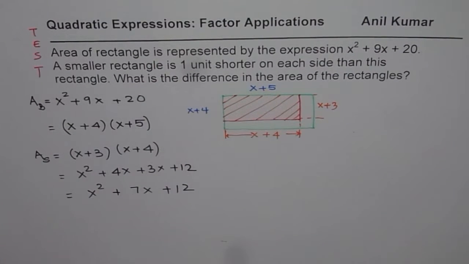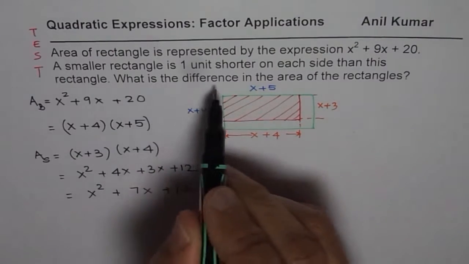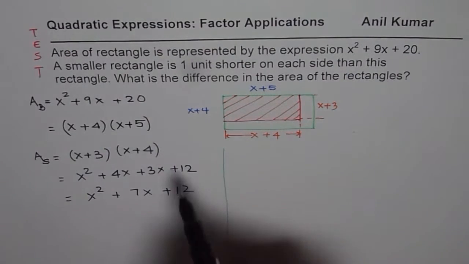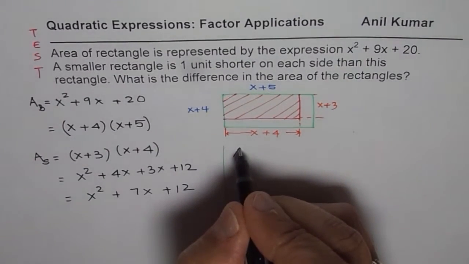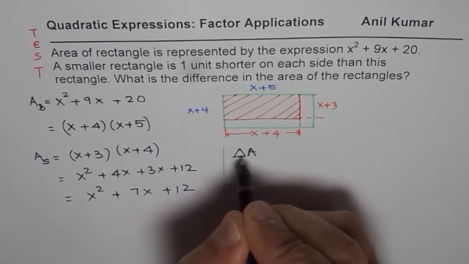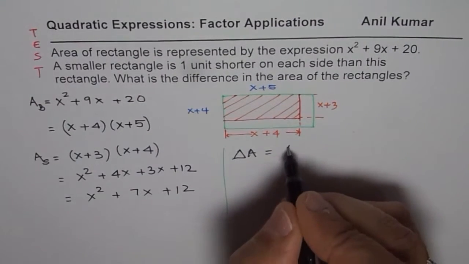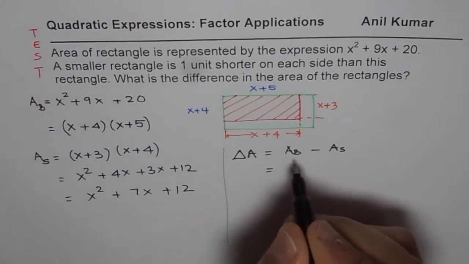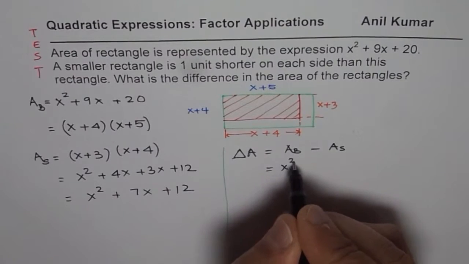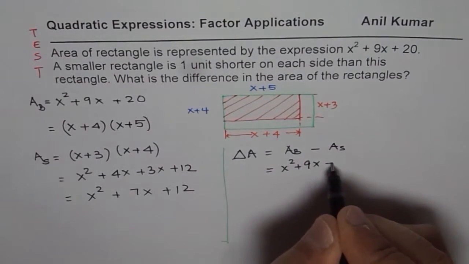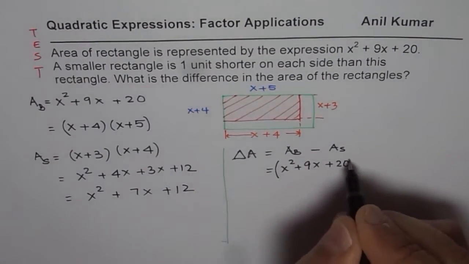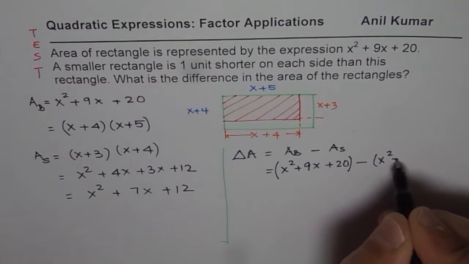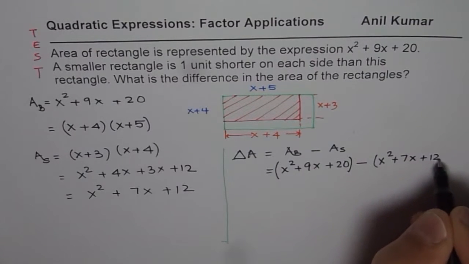What are we interested in? We are interested in the difference in area of these two rectangles, right? So now we can write difference in area, that means delta area. The change in area is the area of the big rectangle minus the area of the small rectangle. So that is x squared plus 9x plus 20, the area of the big rectangle, take away the area of the small rectangle, which is x squared plus 7x plus 12, right?